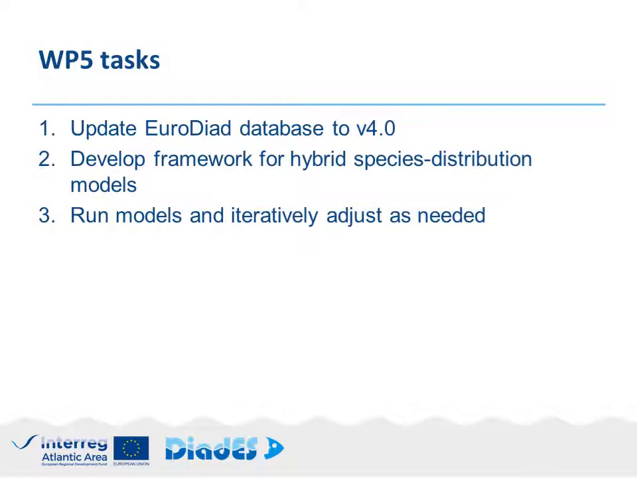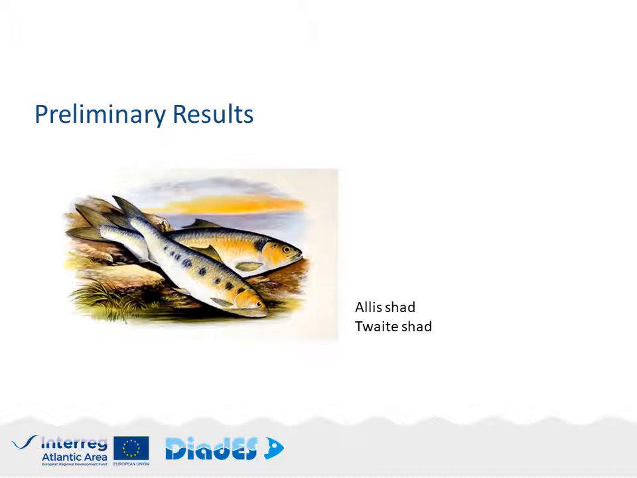The next tasks for Work Package 5 then are to run the models and iteratively adjust them as needed, and then compile and disseminate the results. Now I'll be showing some preliminary results from two different species, Alice shad and Thwaite shad.